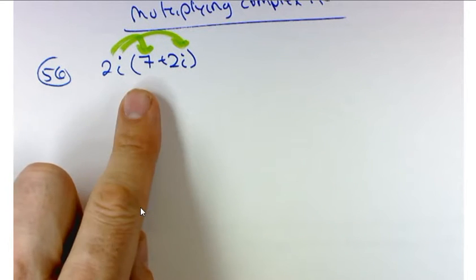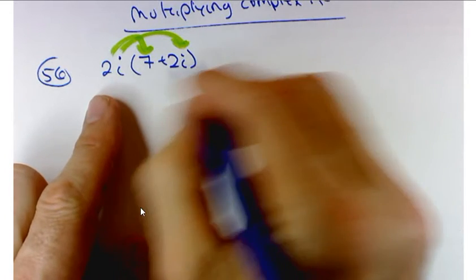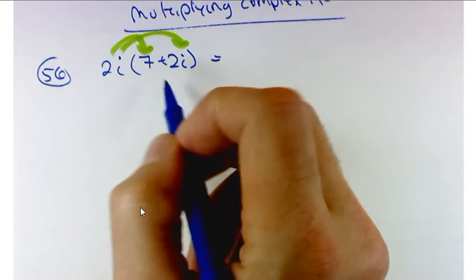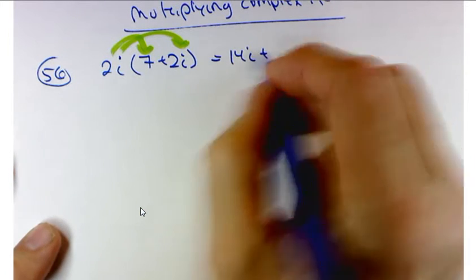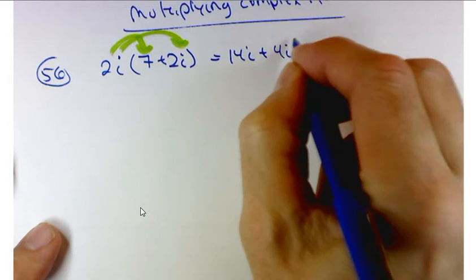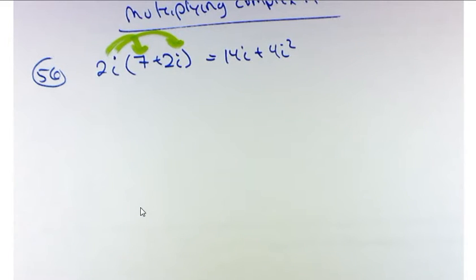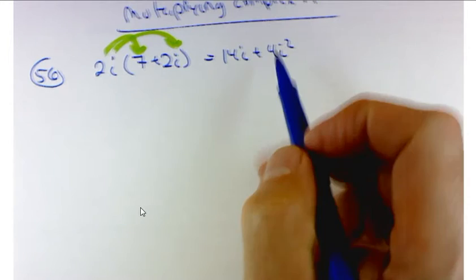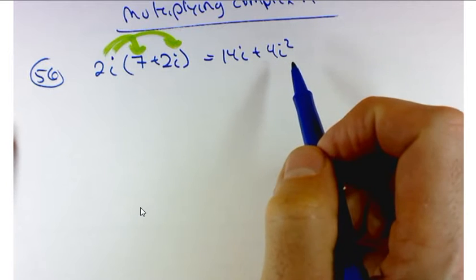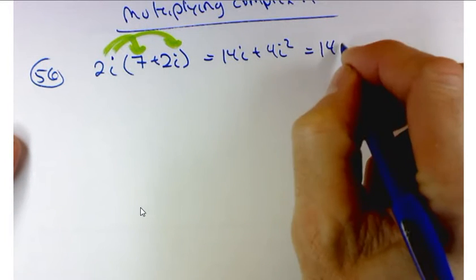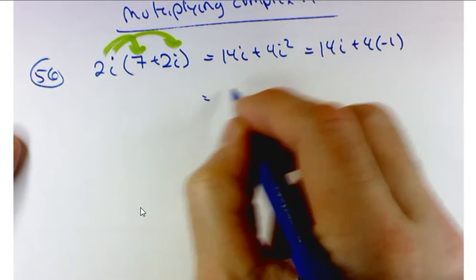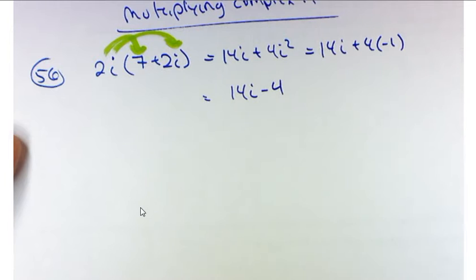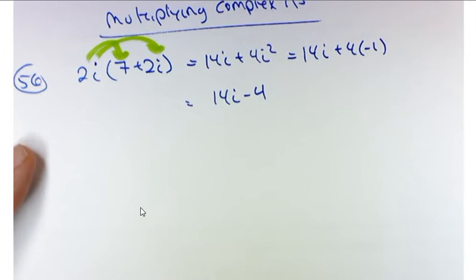So let's distribute that. If I distribute 2i to both of these terms, Sidra, what would I get, please? 14i plus 4i squared. Perfect. 14i plus 4i squared. Let's keep going. Rachel, what do you remember about i squared here? So that's 14i plus 4 times negative 1, or better yet, 14i minus 4. And that's fine. There's nothing wrong with this.